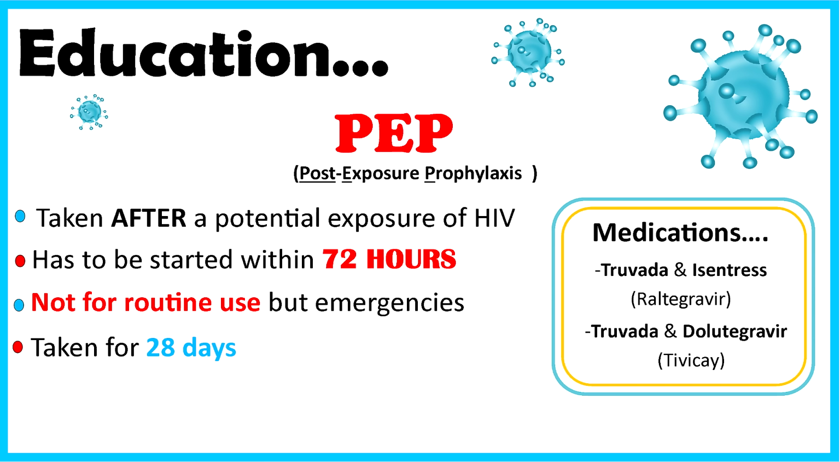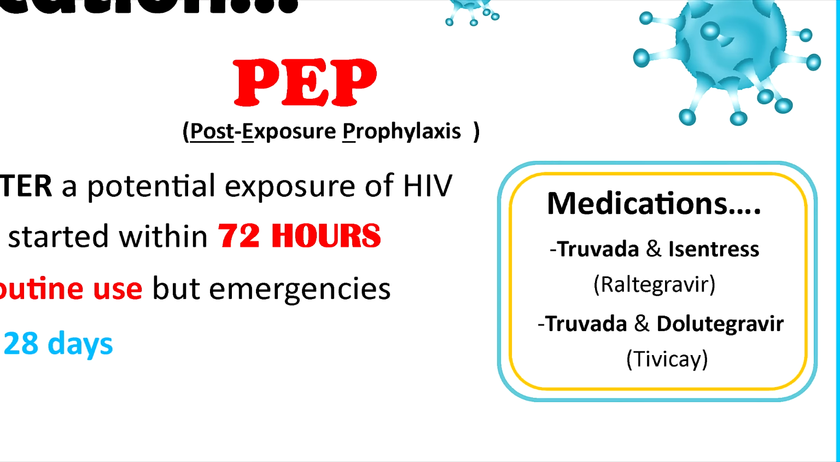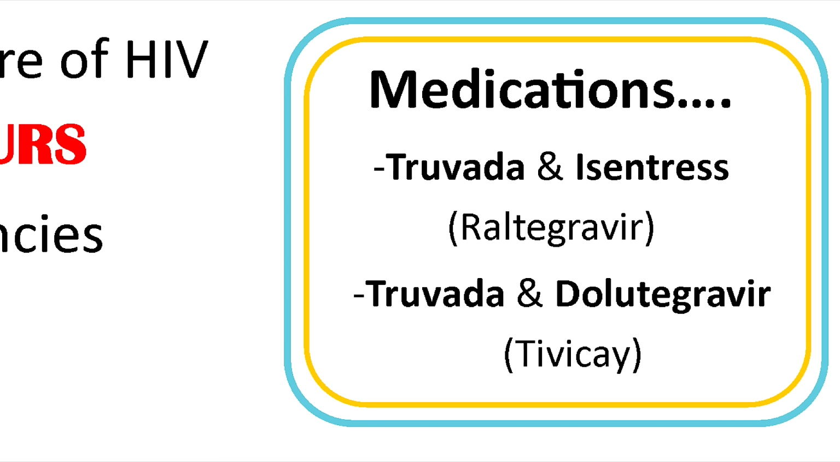Next is PEP, and PEP stands for post-exposure prophylaxis, and this is taken after a potential exposure to HIV. So PrEP was taken before a potential exposure, this is taken after. And it has to be started within 72 hours of that exposure. And it's not for routine use, but emergencies. So it's used in cases like sexual assault, needle sticks, etc. And it's a medication regimen that is taken for 28 days. And these medications include Truvada and Isentress, which is raltegravir, or Truvada and dolutegravir, which is Tivicay.